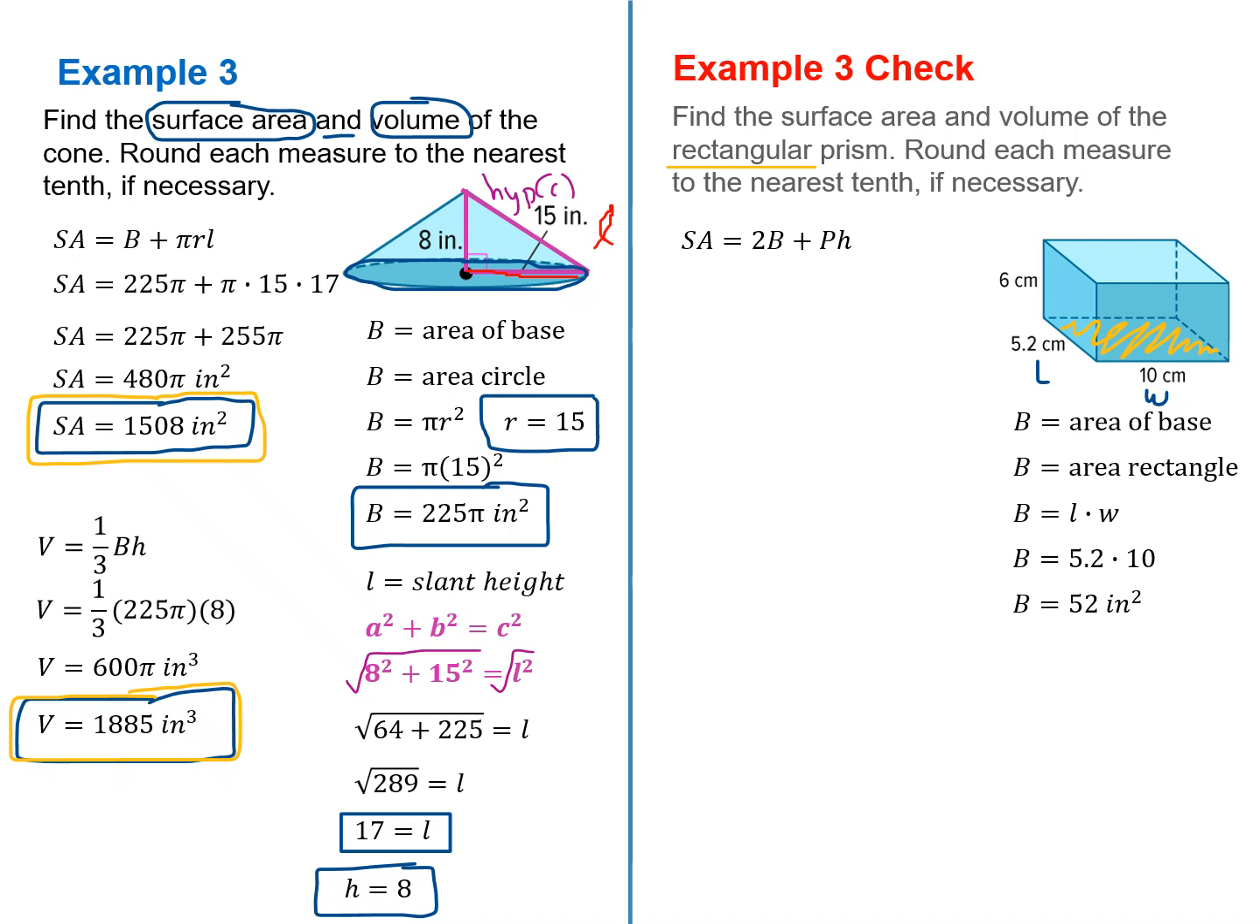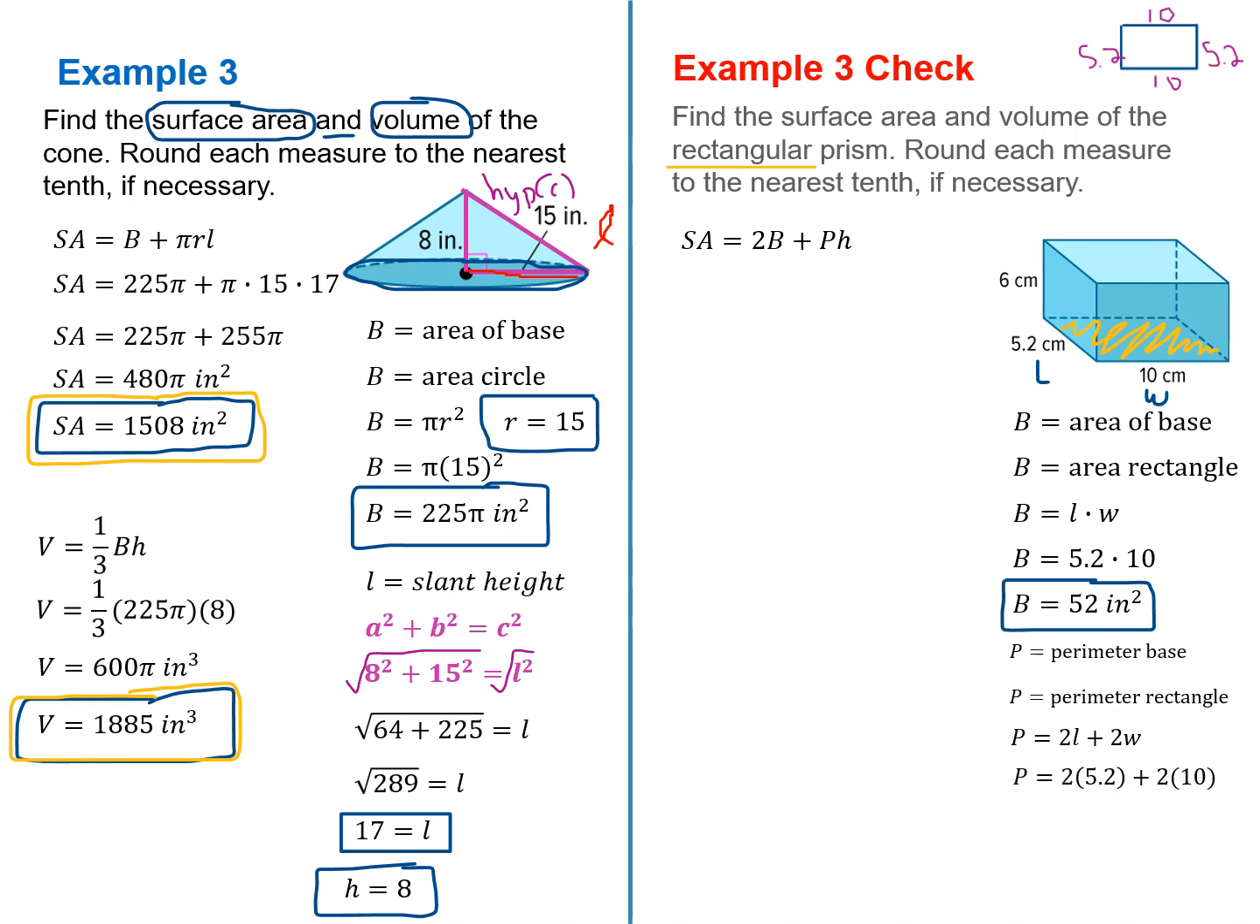Now we need the perimeter. The shape of the base is a rectangle. How do we find the perimeter? Well, we add up all the sides. You can see opposite sides are congruent because a rectangle is a parallelogram. When we add them all up, it's really 2 times the length plus 2 times the width, which is 2 times 5.2 plus 2 times 10, for a total of 30.4. So the perimeter is 30.4.